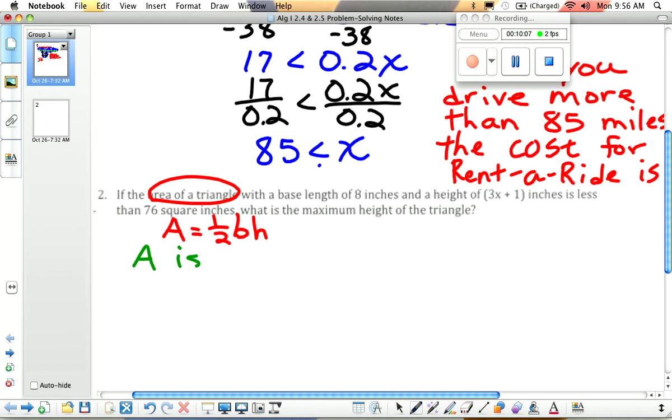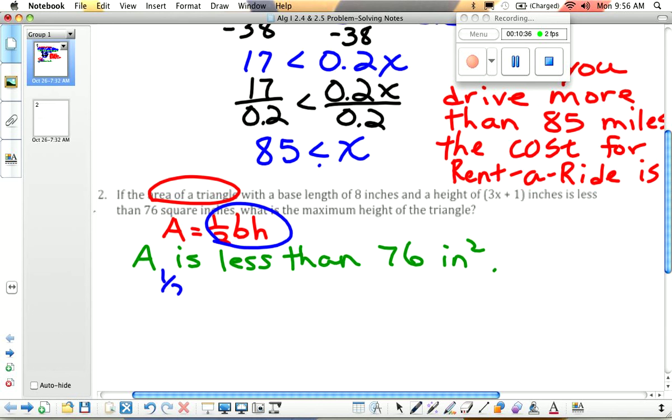Area is less than 76 inches squared. Area is less than 76 inches squared. And so we're looking for what's the maximum height we can have if the area is going to be less than that. Okay? So area, well, we said area is found by taking 1/2 the base times the height, so let's just put that in place of area, is less than 76.